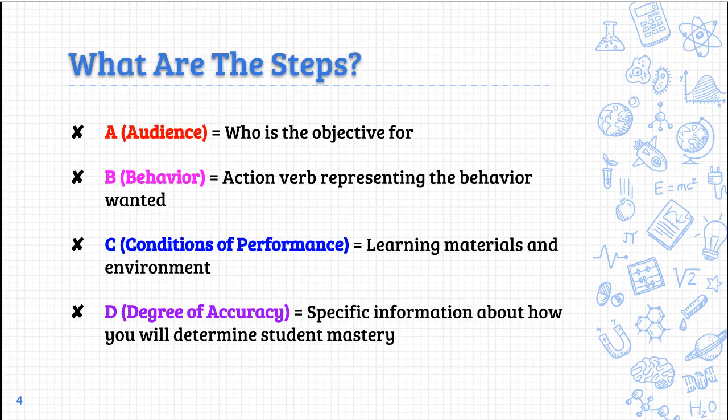The degree of accuracy is also one that generally gets left out a lot, but it's actually the specific information about how you're going to determine student mastery. How do we know the students have learned what we want them to learn? Now, I will caution you that every mastery does not have to be 100%. Sometimes it makes good sense for you to have 100% accuracy, but you don't always have to have that. For example, if we have an assessment that has 10 questions on it, and they get 8 out of the 10 correct, that shows that they've mastered the subject. So just be careful. It can be 100%, but it doesn't always have to be.